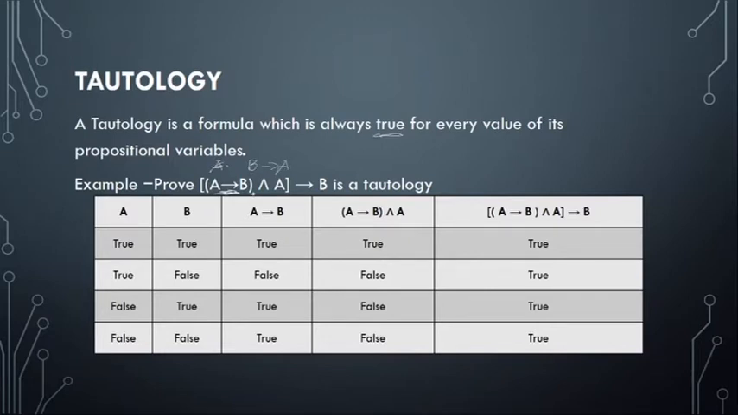Again, if A then B, then this operator is an AND. So, if A then B, and A, then B. Prove that if A then B and A, then B is a tautology. Here are the given values for every variable. Variable A has the values true, true, false, false. Variable B has the values true, false, true, false.